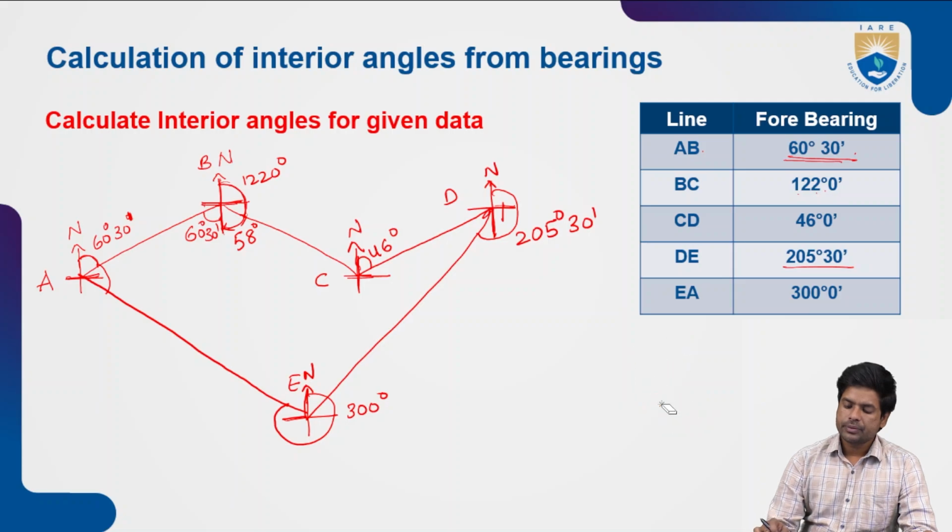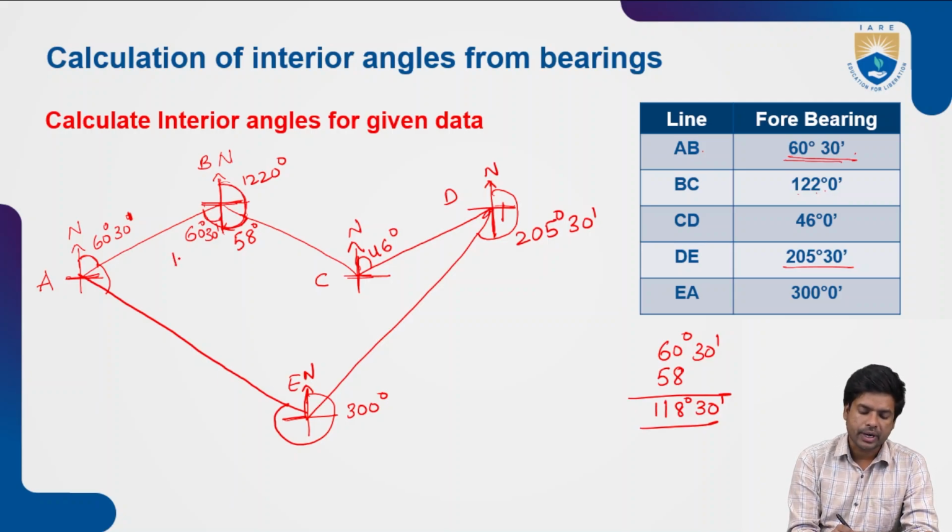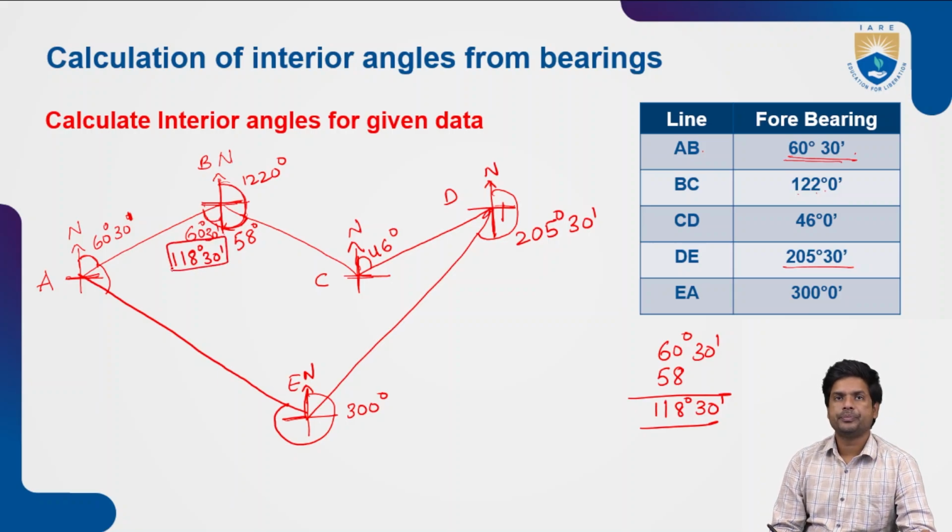So now you can calculate the included angle. That means from here to here the angle is 60 degrees 30 minutes plus 58 degrees. Okay. That is going to give the included angle. Right. So now see, we will add that 60 degrees 30 minutes and 58 degrees. So if you add this, 30 minutes and 118 degrees. Okay, 118 degrees 30 minutes is the included angle here. So write down here 118 degrees 30 minutes. Okay, this is the included angle of B.